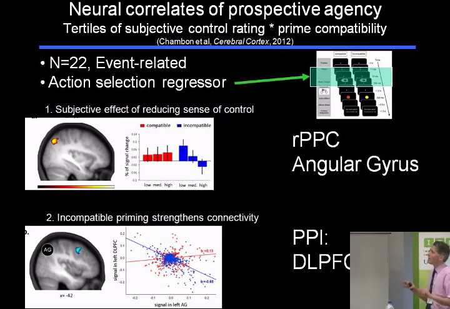And like many other people before, we found that the angular gyrus shows a strong activation when people feel a low sense of control. So we've simply split each person's control ratings on the Likert scale into tertiles of low, medium, and high control. And there is a progressive deactivation of the angular gyrus as you feel more and more sense of control over what's going on. So the angular gyrus is one of these not-me brain areas. It wasn't me. It was some other cause.